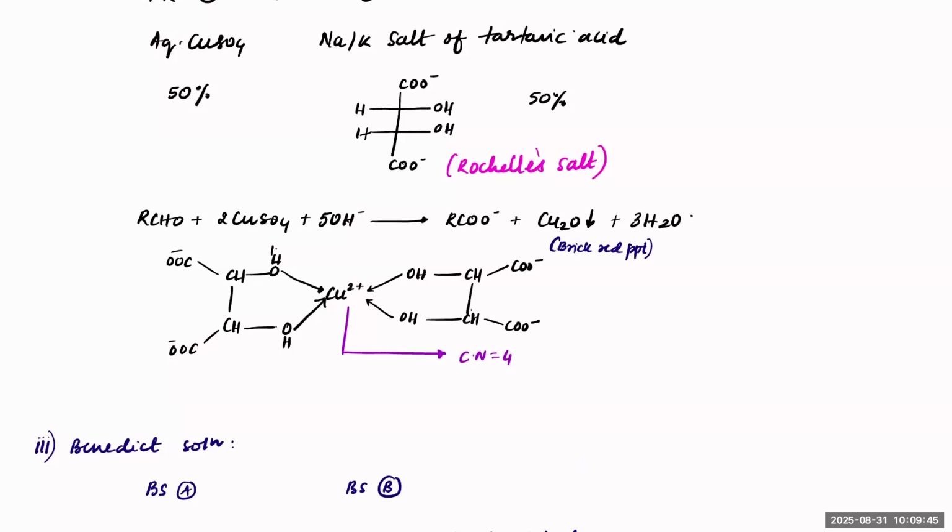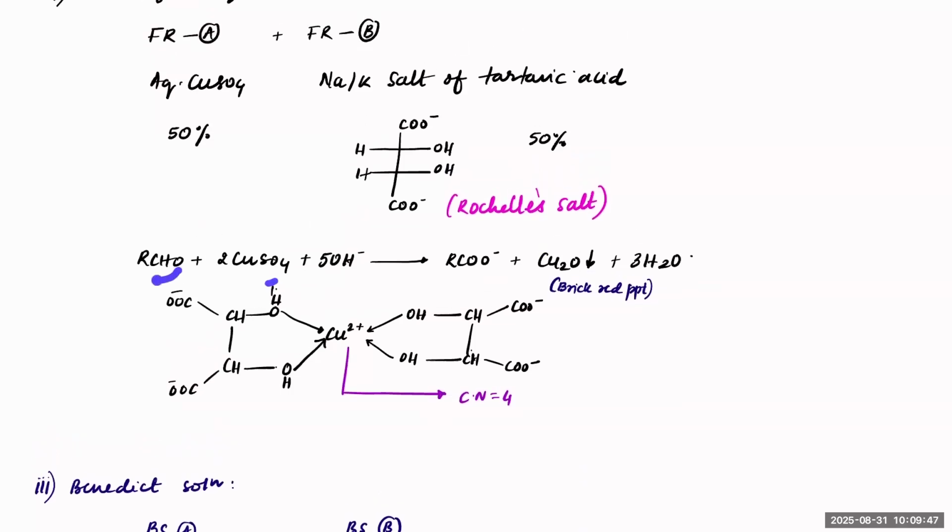Now, as this complex reacts with an aldehyde, the aldehyde will get oxidized and copper will get reduced. The copper from here will react with the aldehyde and reduce into a brick red precipitate, which is Cu2O. So if you get a brick red precipitate, that means there is an existence of aldehyde there. And these reactions are explicitly for aldehydes. They are not observed for ketones or any other group.